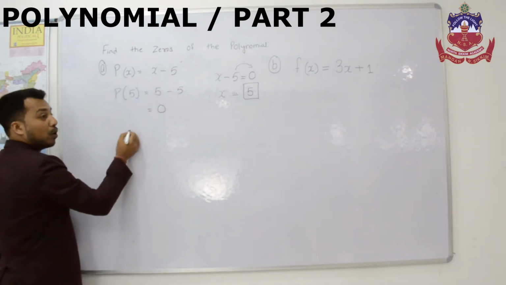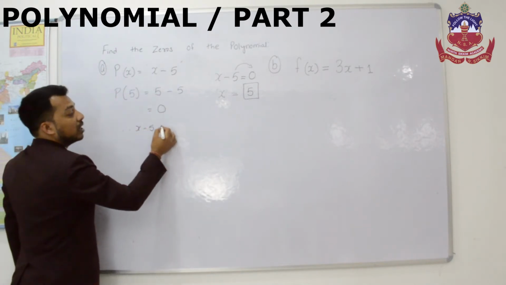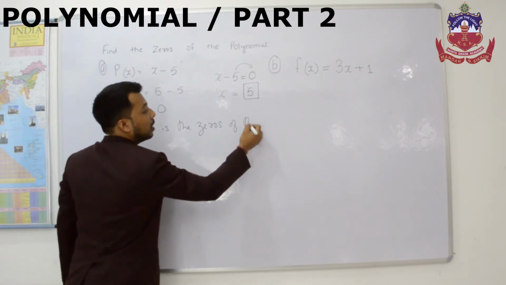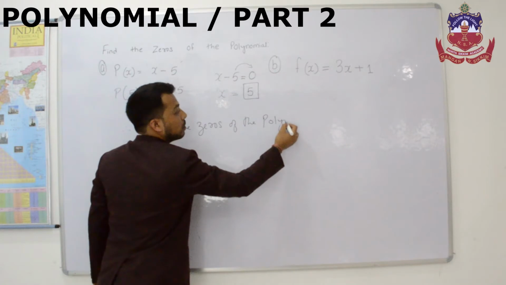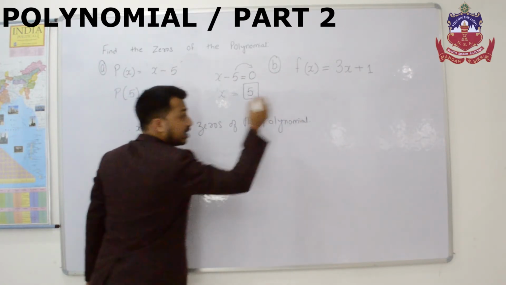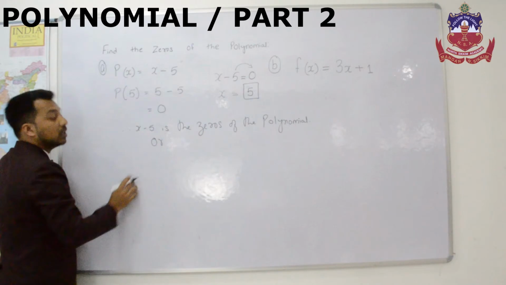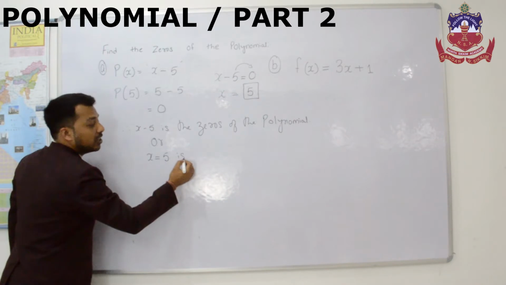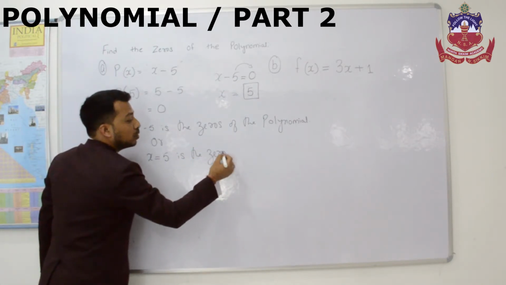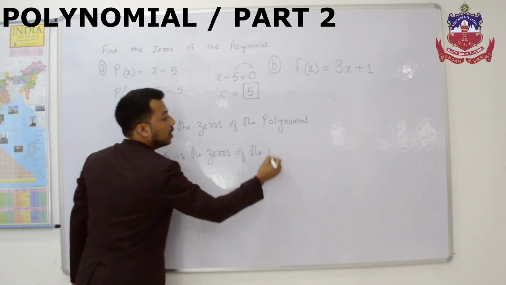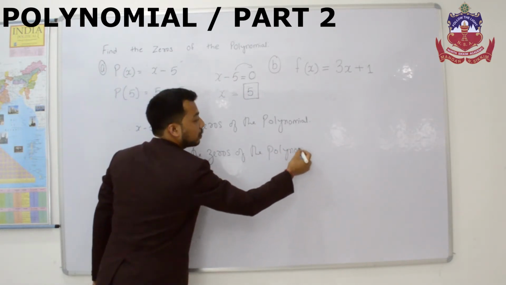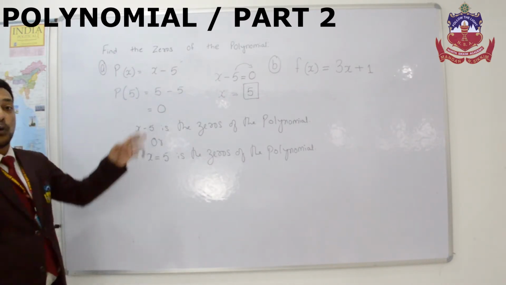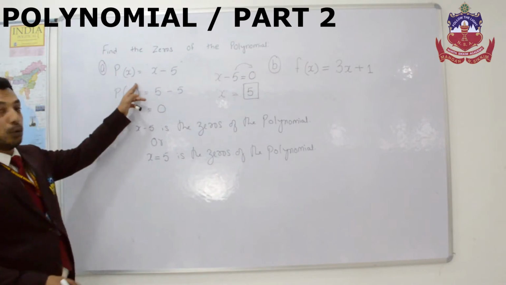So, we say therefore x minus 5 is the zero of the polynomial, which can also be written as x is equals to 5 is the zero of the polynomial. It is the same thing, but it can be written in two different ways. So, this is how we can find the zeros of a given polynomial, the first question.